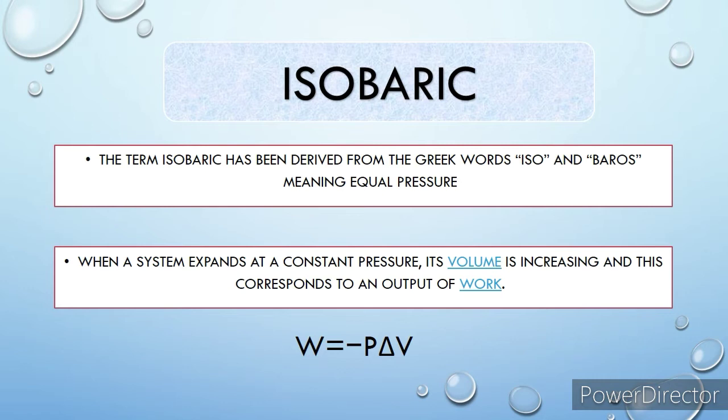Let us move on to the next thermodynamic process, which is isobaric. So the term isobaric has been derived from the Greek words iso and baros, meaning equal pressure. When a system expands at a constant pressure, its volume is increasing, and this corresponds to an output of work. Hence our equation, work is equal to negative pressure times change in volume. So always remember, in isobaric, the constant one is pressure.